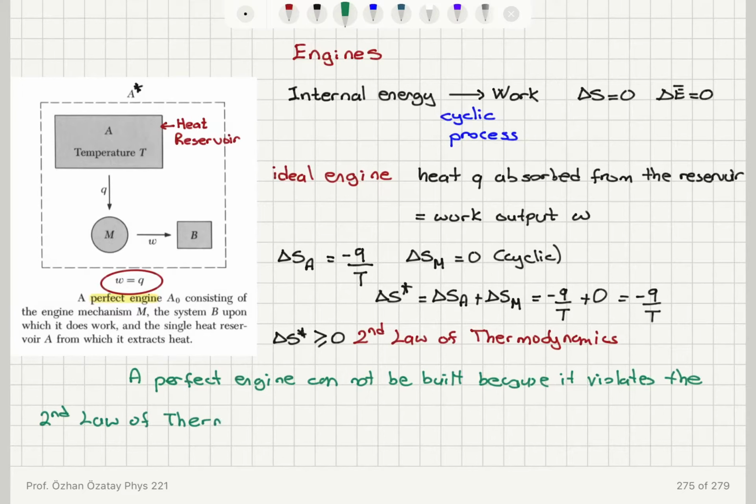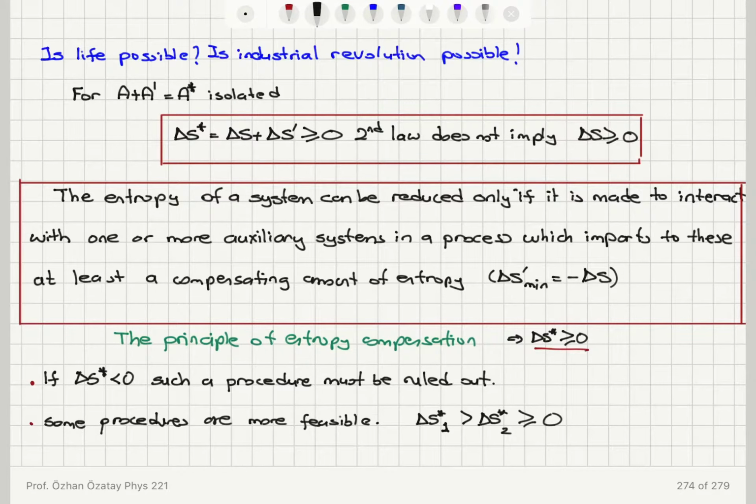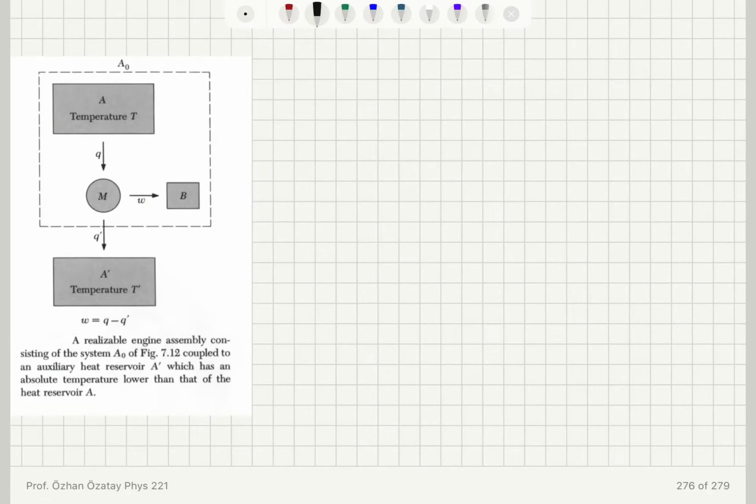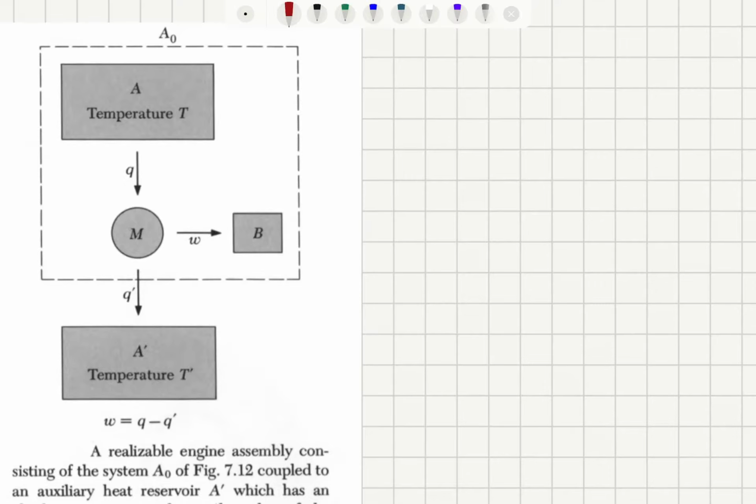However, we want to get a useful work output from such a device, and therefore we can use our principle, the principle of entropy compensation. The principle of entropy compensation says you need an auxiliary system that is going to make sure that the total entropy change is equal to or greater than 0. So now I'm going to have another heat reservoir. I'm going to call this one the hot reservoir, my hot heat reservoir. And then here I have the cold reservoir.